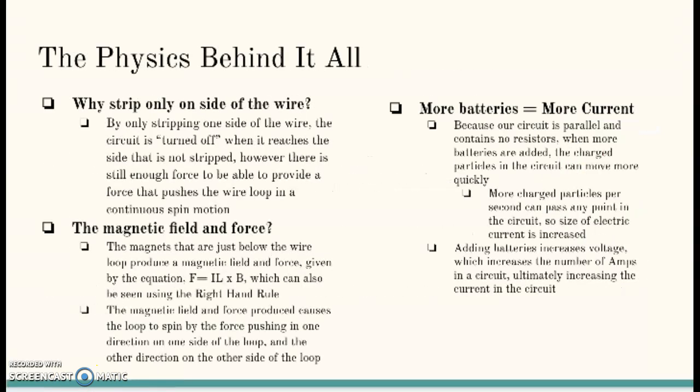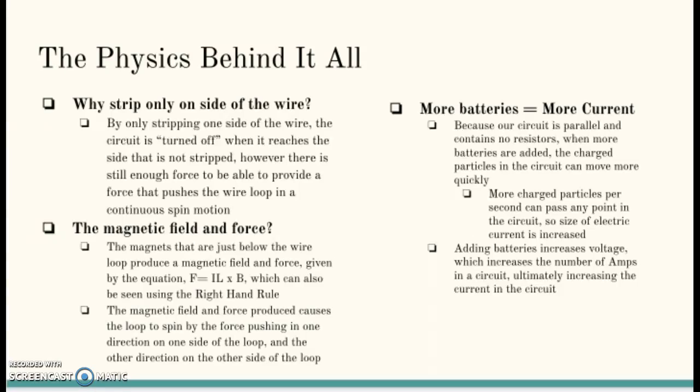The physics behind our experiment starts with the stripping of the wire loop. Only one side of the wire was stripped so that even when current reached the side that was not stripped, it would still contain enough force to push the wire from the loop of the side that was stripped. The magnetic field and current work together in the circuit that allows a magnetic force to be created, as shown by the equation F equals IL times B. This force pushes in one direction on one side of the loop and the other direction on the other side of the loop, causing a spin motion.